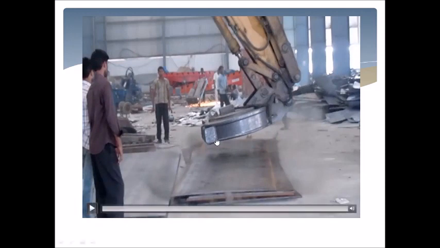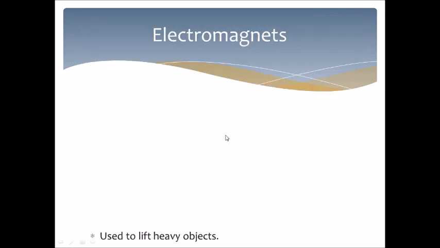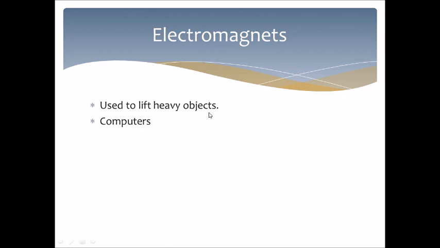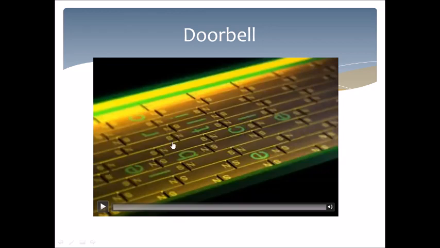So as you saw, an electromagnet can become very strong, strong enough to lift very, very heavy objects. Now, electromagnets are not only used to lift heavy objects, they are also used in computers, speakers, headphones, motors, and doorbells. Now, let's see how we can use an electromagnet in a doorbell.